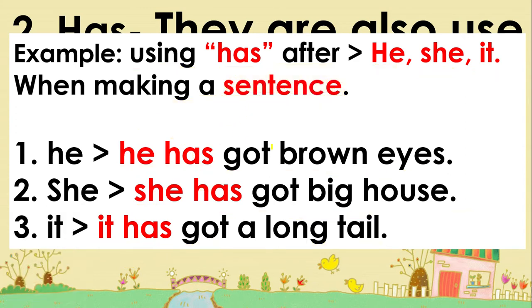Always remember this one. He for boys, she for girls, it for things or objects that you see. And then he, she, it is for the word has only. He has, she has, it has. Okay? Not you has, I has. No, that's not correct, okay? So let's move on.